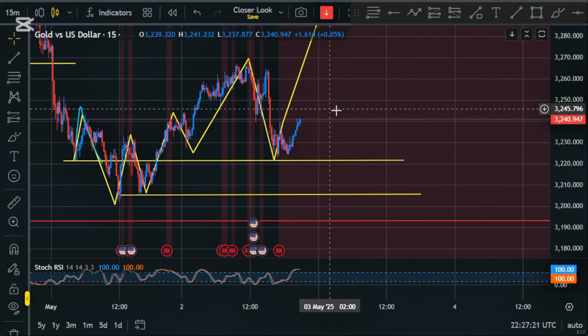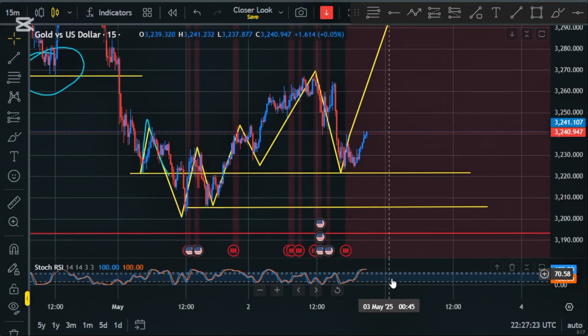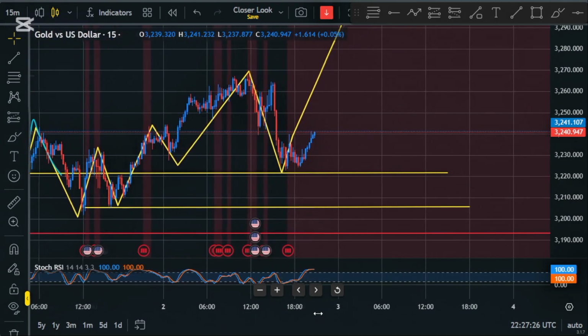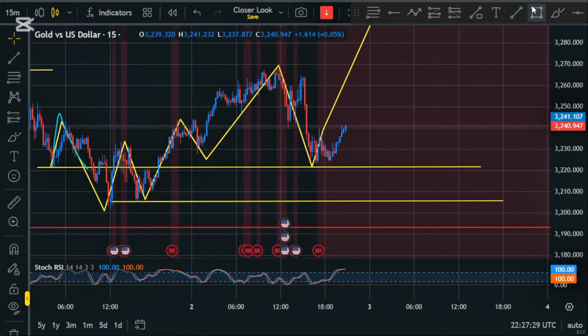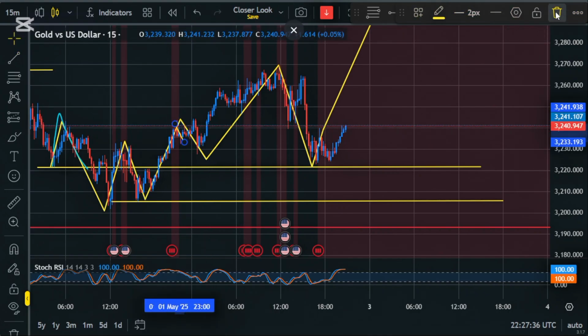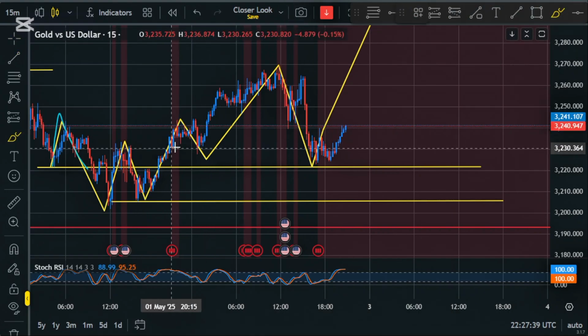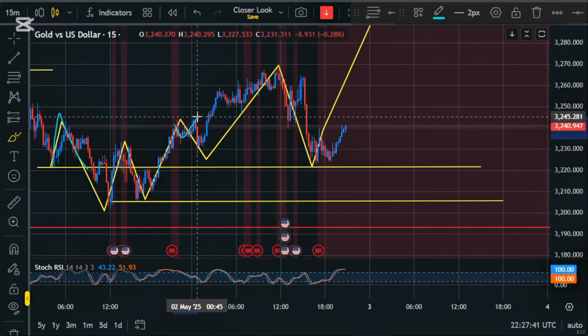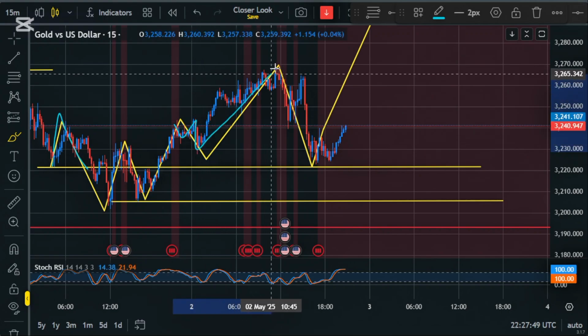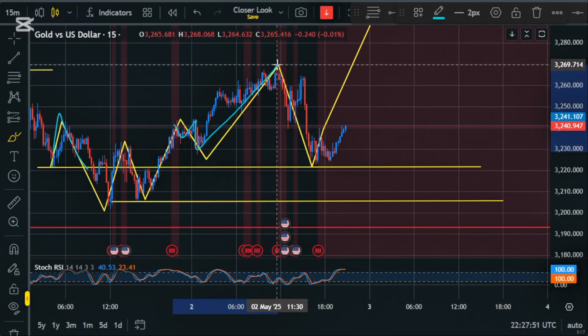Now this is another confirmation that you also have to watch for. If you watch closely, there was a low here, and then this is actually another block, and it was this other block that pushed the market to the upside.